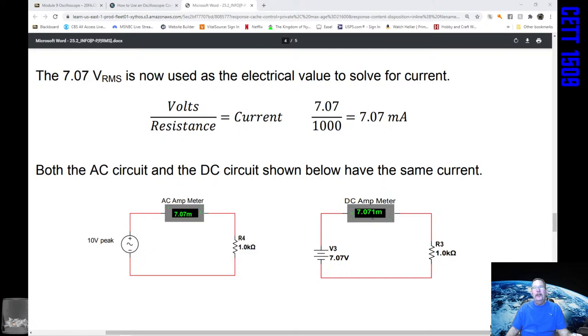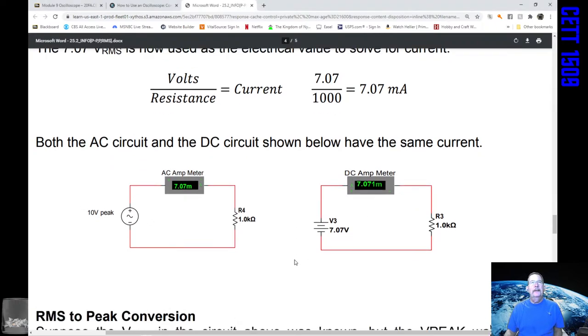Even though that one actually shows a little more, but that was the meter, I mean the circuit that this was taken off. That's interesting. That says 0.071. Disregard that one right there. Do not look behind the curtain at that.